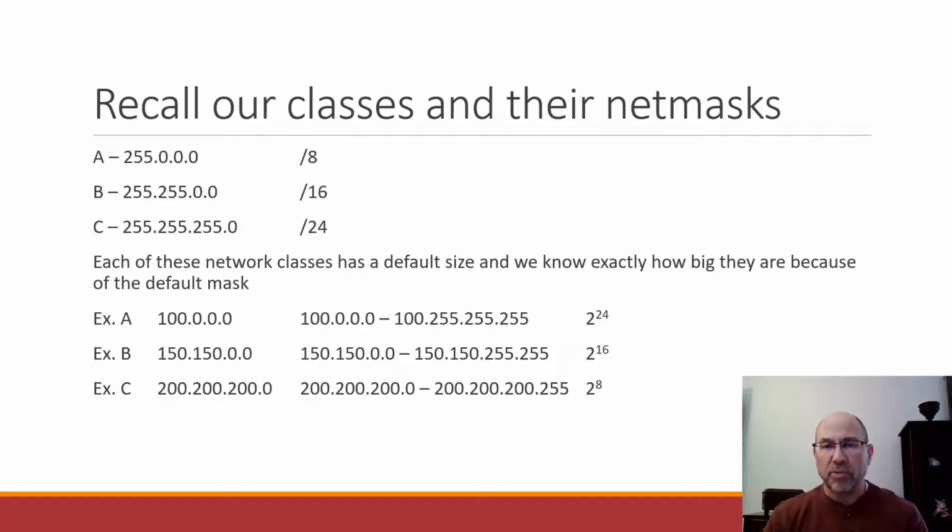So, as an example of a class A, we've got the 100 network there. We know that the range of addresses goes from 100.0.0.0 to 100.255.255.255, or 16 million possible addresses. A class B always starts off with 65,000, and a class C always starts off with 256 because of the mask that goes along with that class of address.